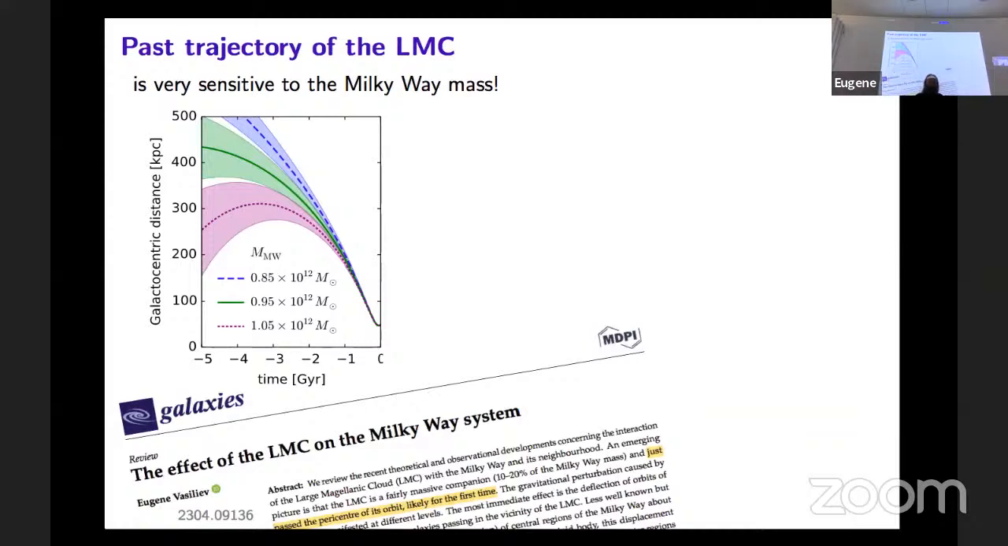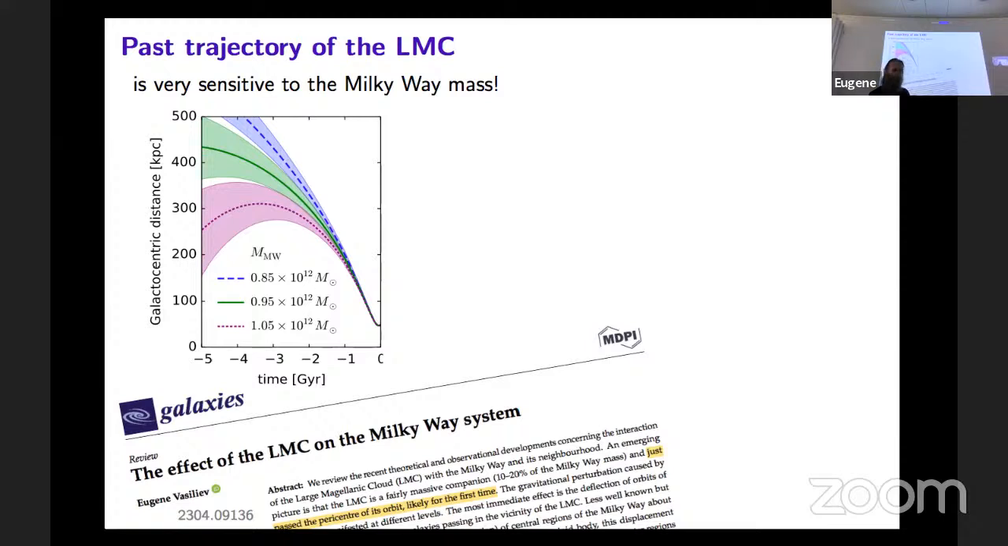Now, the last part that I want to talk about is the past trajectory of the LMC. After all, I was telling you that the LMC is currently just past its pericenter. Was it for the first time or not? The common lore is that yes, it is on its first pericenter passage, and the arguments in favor of this scenario are numerous, but one of them is that it flies with very high velocity. Its velocity with respect to the Milky Way is almost at the escape velocity at a given distance, but not quite, since it has suffered from dynamical friction a little bit, so its velocity is slower than the escape velocity, but not by much.